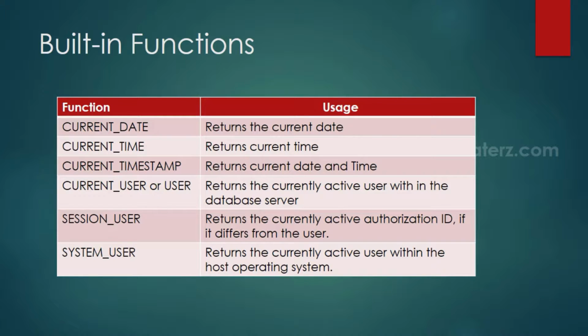So we have the list of built-in functions and their usage put into a table. Current date returns the current date, so basically it returns the system date. Current time returns the current time of the system. Current timestamp basically returns the current date as well as time.